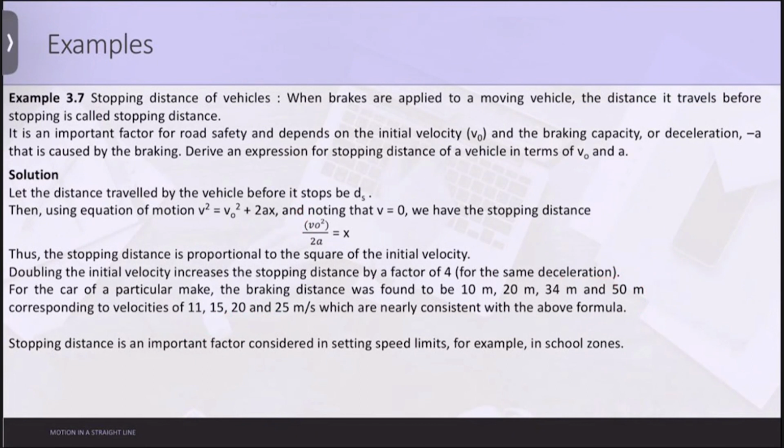Stopping distance is an important factor considering setting speed limits, for example, in school zones. That is one of the important factors we consider when we try to set the speed limits. One of the examples given is your school zones.